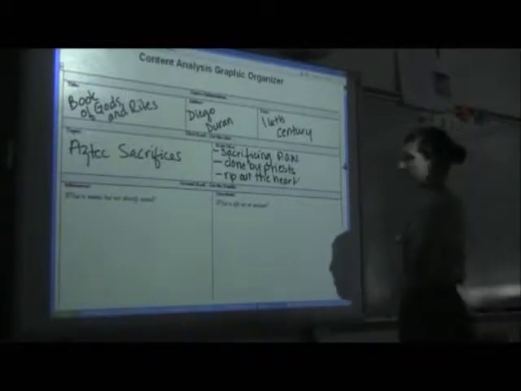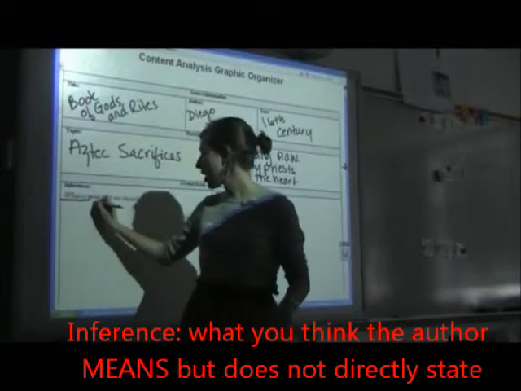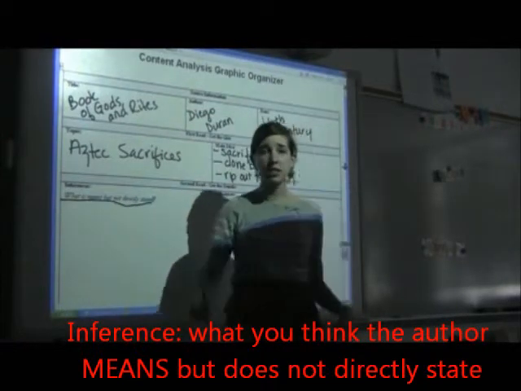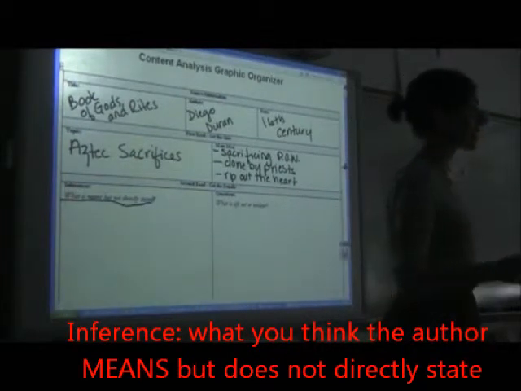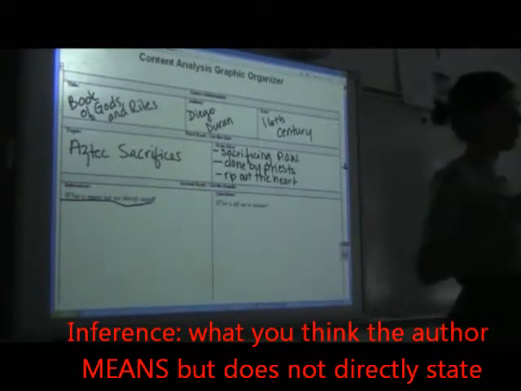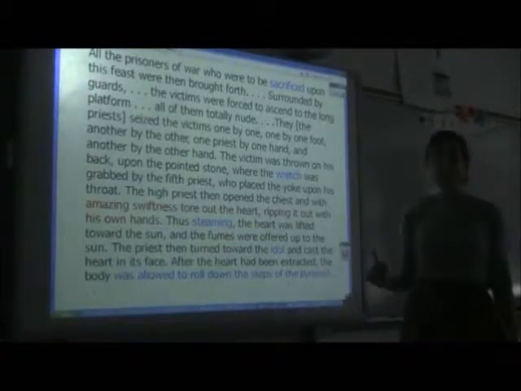I have to read through again in order to make inferences. I'm going to underline to remind myself that I'm looking for what is meant but not directly stated. What is Diego Duran trying to tell us about Aztec sacrifice that he doesn't come out and say? So I'm going back to my original text. I'm going to read it again slowly.